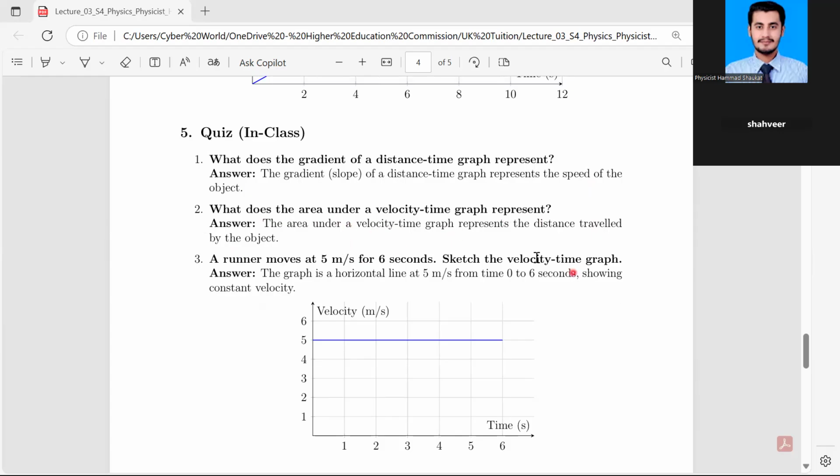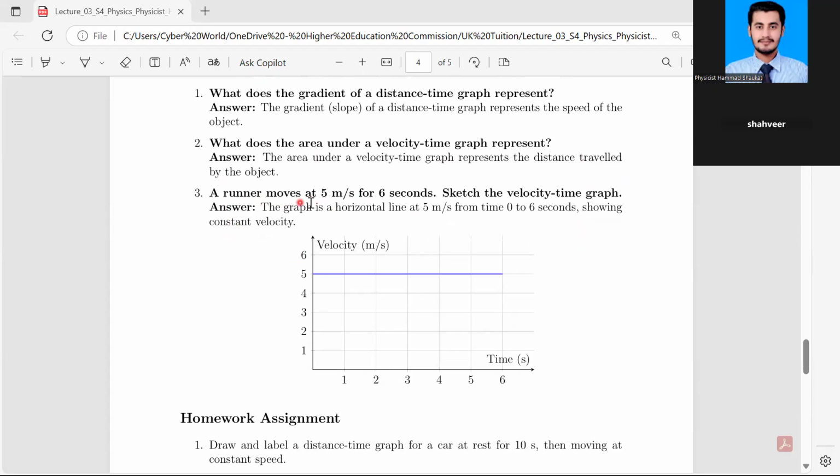Okay, let's see. And here is a question. A runner moves at 5 meters per second for 6 seconds. Sketch the velocity time graph. Can you make a velocity time graph if a runner moves at the same velocity? So you can see, is the velocity changing or not? No, the velocity remains the same for all 6 seconds.